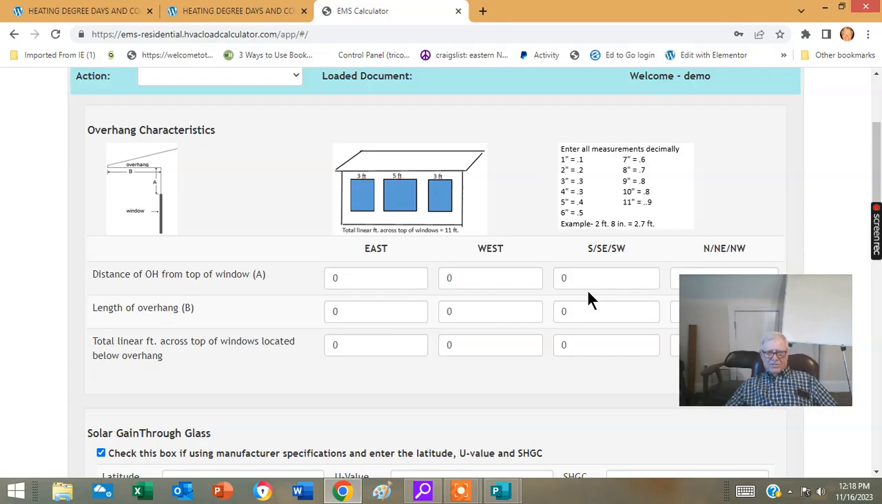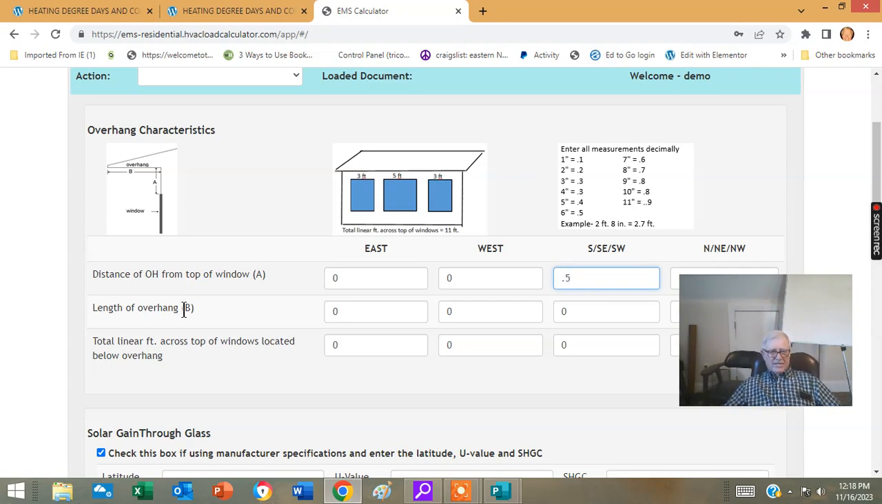On the south side, I have an overhang. It's asking you right here, what's the distance of the overhang from the top of the window? That's from the top of the window to the overhang. In this case, it's going to be 6 inches. Now, 6 inches, decimally, is 0.5. So, facing south is 0.5.